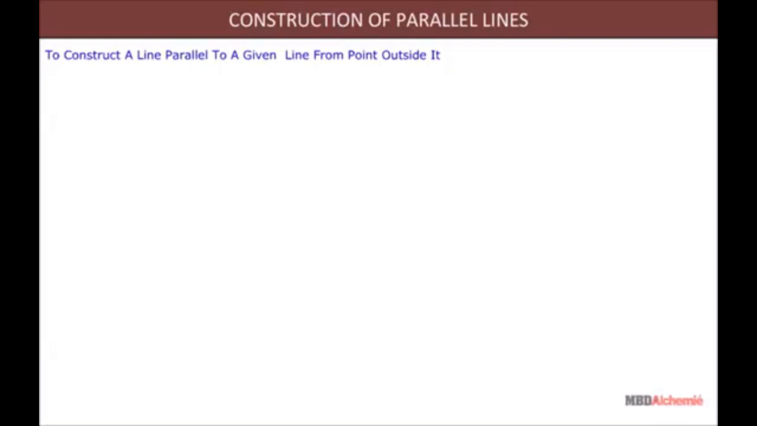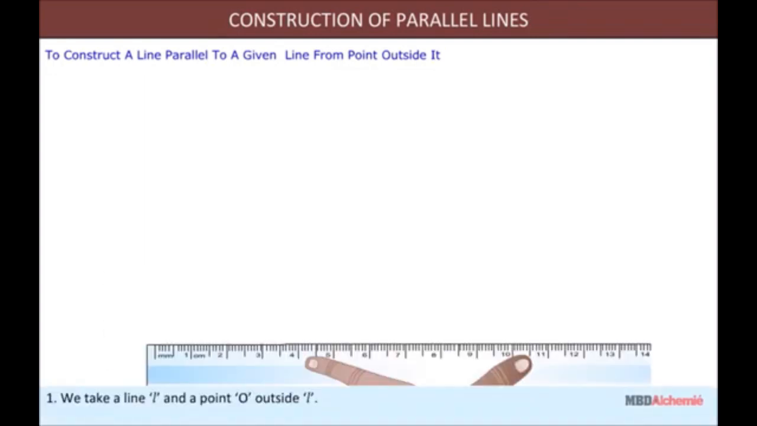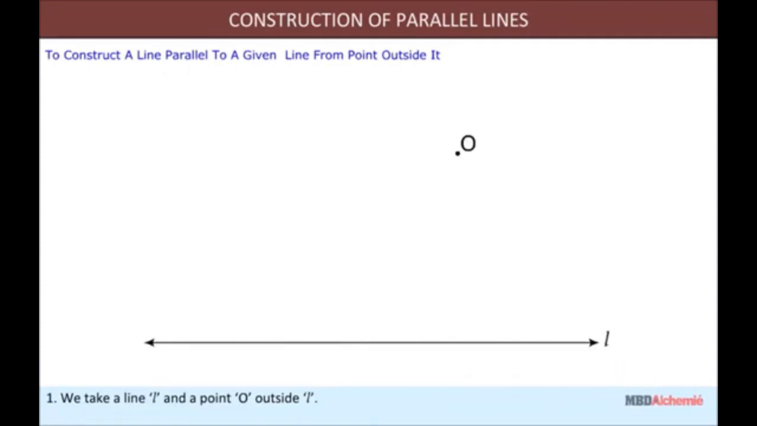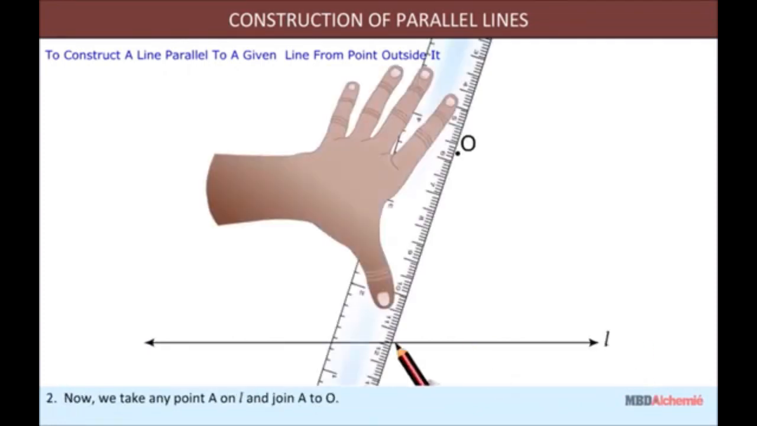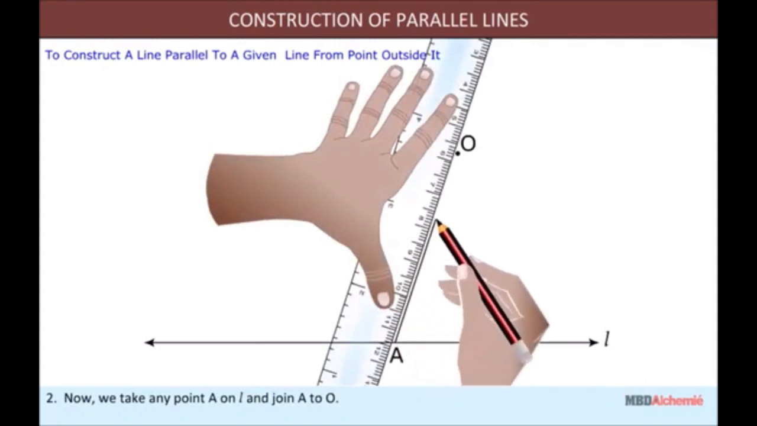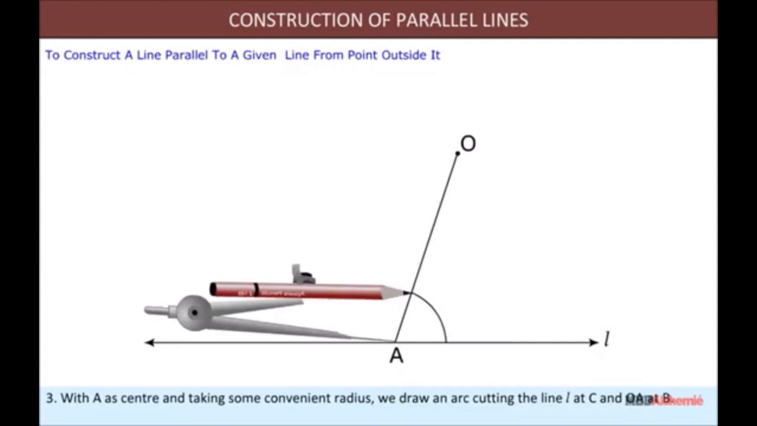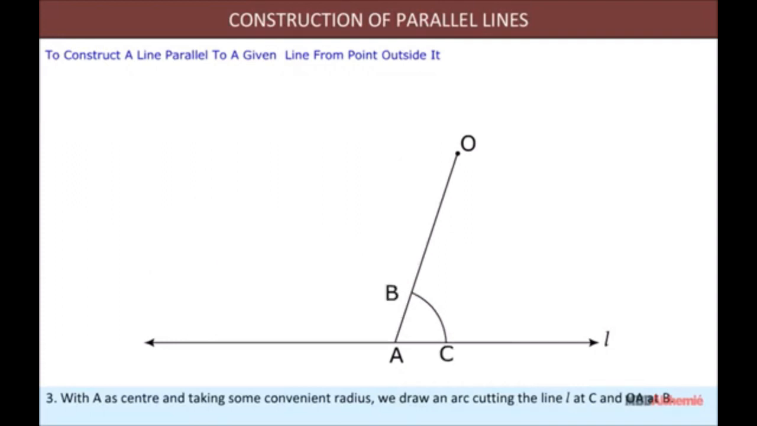In this concept, we will discuss how to construct a line parallel to a given line from a point outside it. Steps: 1. First we take a line L and a point O outside L. 2. Now we take any point A on L and join A to O. 3. With A as center, taking some convenient radius, we draw an arc cutting the line L at C and OA at D.